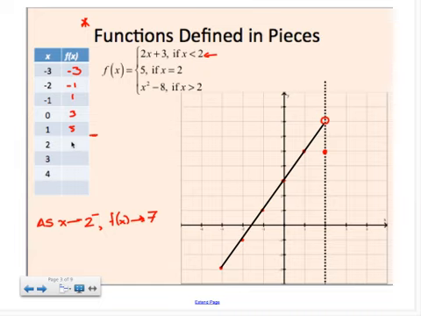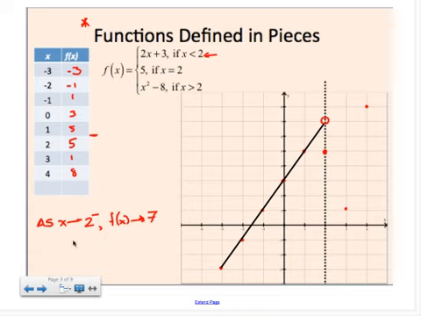All right, let's go ahead and get some values for what happens after 2. Remember that this was 5. So when x is 3, we're going to get 3 squared minus 8, which is 1. And when x is 4, we're going to get 4 squared minus 8, which is 8. So I should have 3 comma 1, which is here, and I also should have 4 comma 8, which is up here.